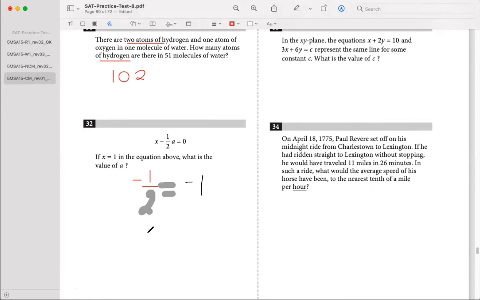Yeah, so then a equals 2. Yeah, sorry, there's nothing I can really do about the lag. I don't know why my computer is not being able to handle this when it usually works fine. So a equals 2.